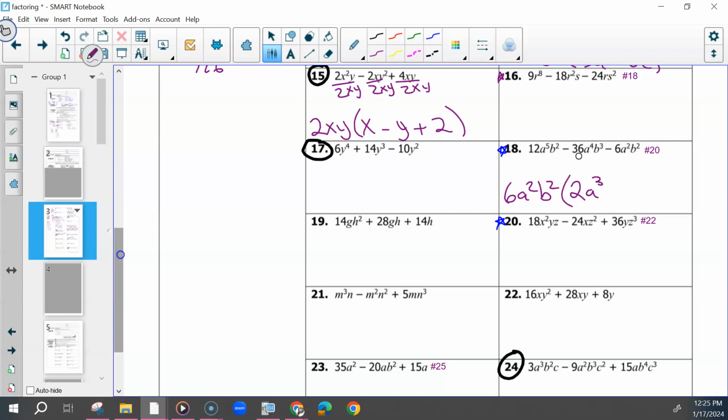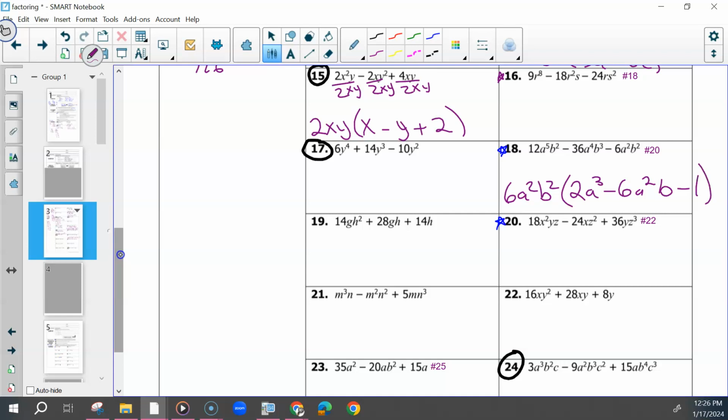Negative 36 divided by 6, A to the 4th divided by A squared, B to the third divided by B squared, what would that be? 6A squared. Yeah, 6A squared, B. And just one B. And then 6A squared B squared divided by 6A squared B squared. What would that last one be? Just 1, minus 1.